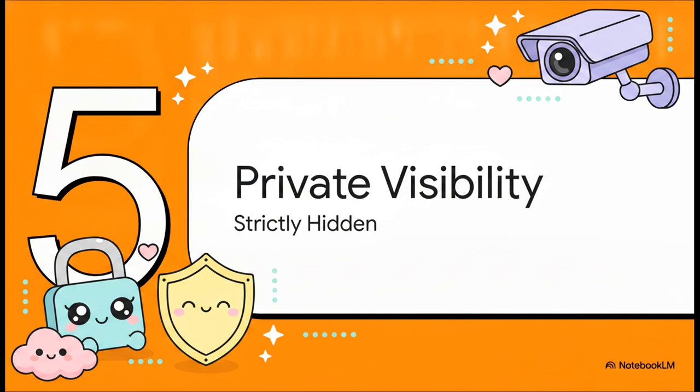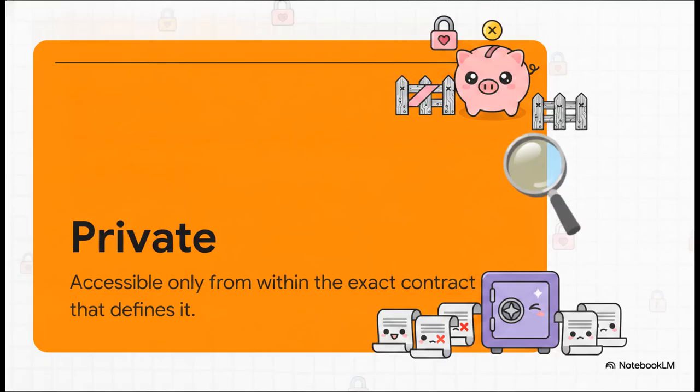Section 5. Strictly hidden, private. Finally, we hit the bottom of our funnel, the absolute most restrictive level of access control available in Solidity. If internal is the family room, private is a locked safe inside your bedroom. Only the exact specific contract that declares this function can see it or use it. It is completely walled off. Even your own derived child contracts are strictly locked out here.